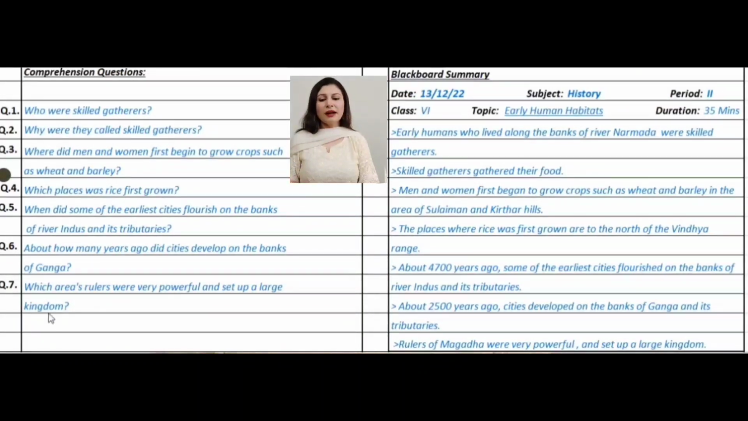And then you can ask last question, which areas rulers were very powerful and set up a large kingdom? Children will give the answer. Rulers of Magad were very powerful and set up a large kingdom, and you will write that answer also on the blackboard. You can write these answers either like this, or you can write them in a form of a flow chart also to prepare your blackboard summary.